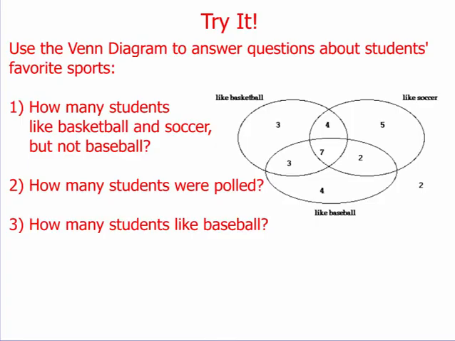So tonight's try-it problem is simply to answer these questions about students' favorite sports. Given the picture here, I want to know how many students like basketball and soccer, but not baseball, how many students were polled, and how many students like baseball. So that is your try-it problem for tonight.